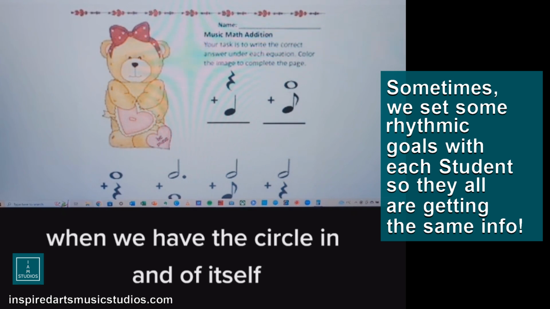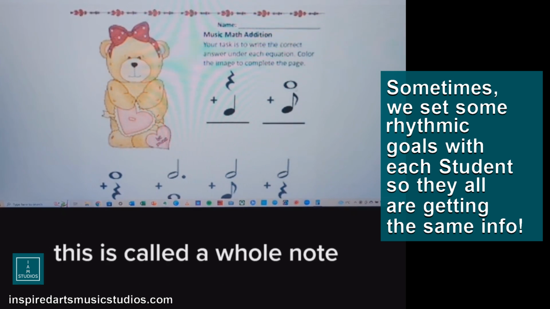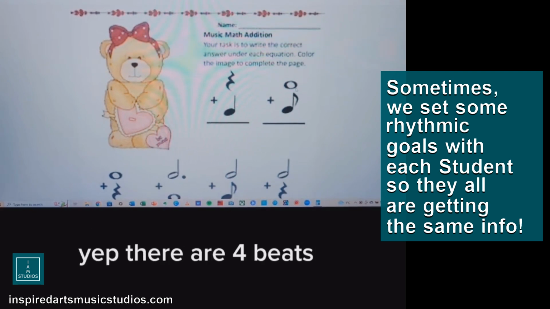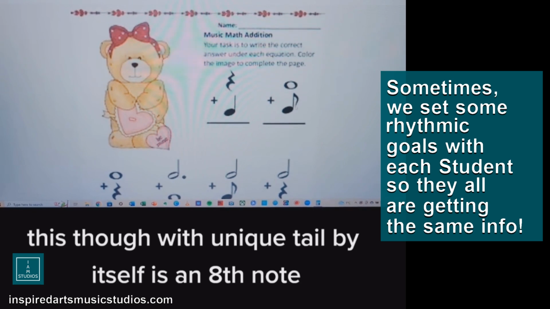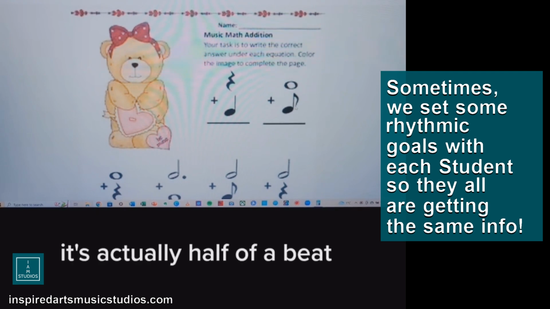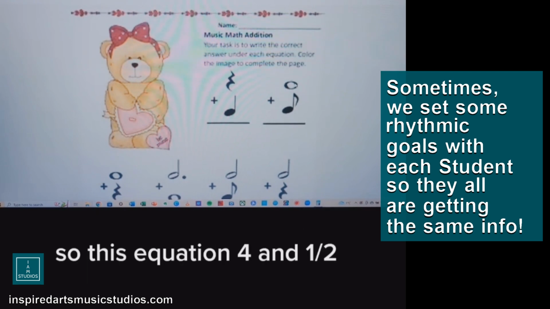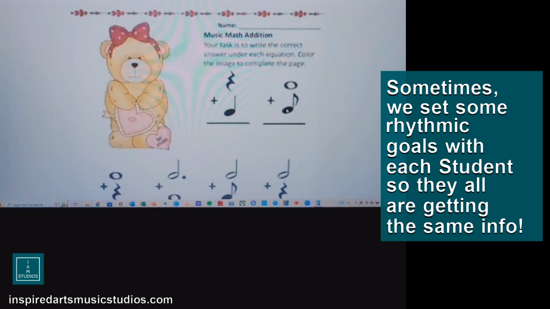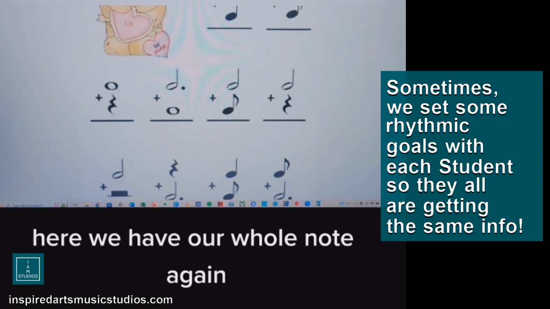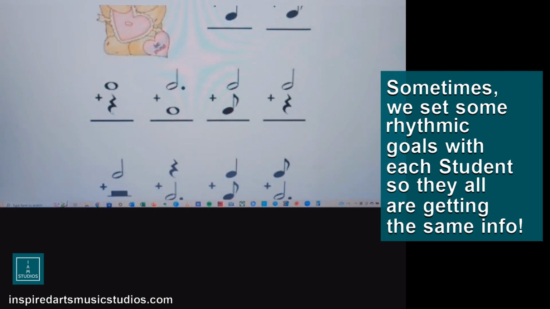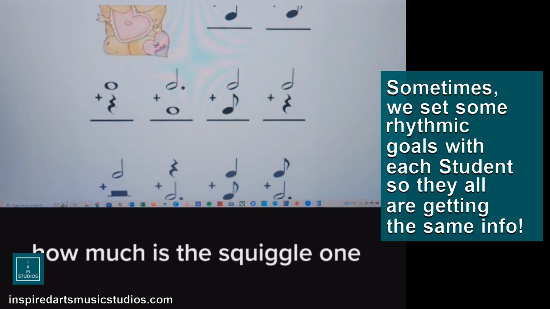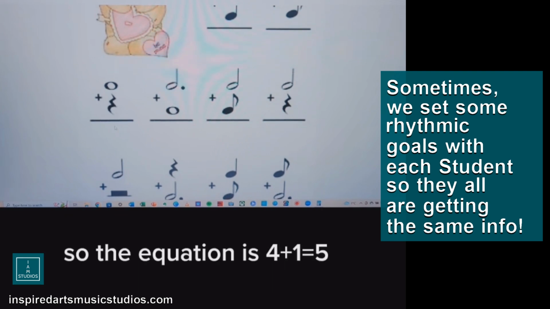When we have the circle in and of itself, this is called a whole note, and it typically takes up the whole bar. And in beginner music, there are 4 beats. This, though, with the unique tail by itself, is an 8th note. So when we're talking about how many beats it is, it's actually half of a beat. So this equation, 4 and a half, that's how that one works. When we get down to our middle line here, we have our whole note again and our squiggle. So how many was the whole note again? 4. How much is the squiggle? 1. So the equation is 4 plus 1, 5.